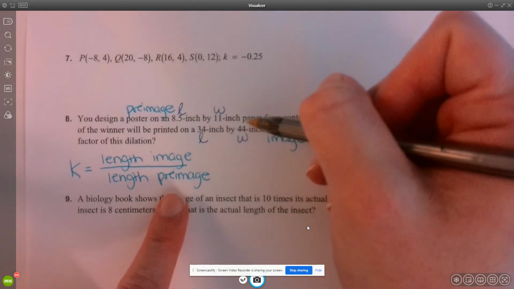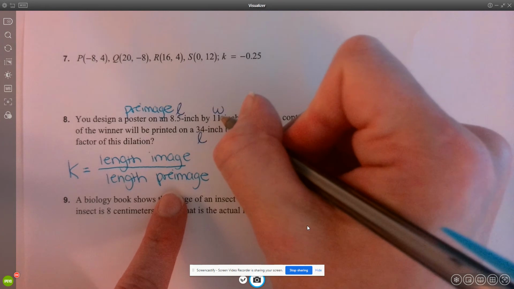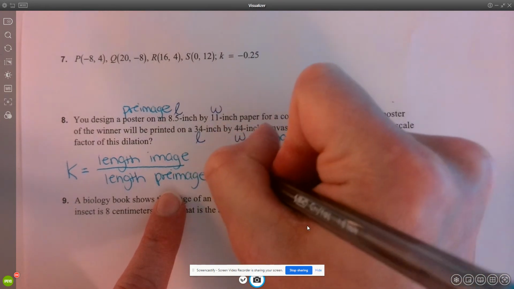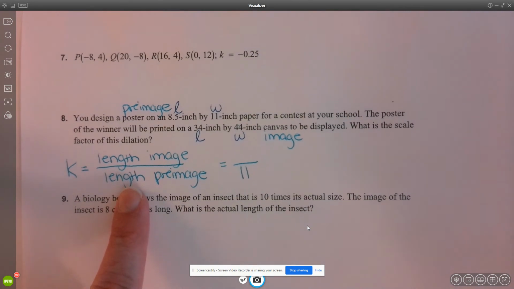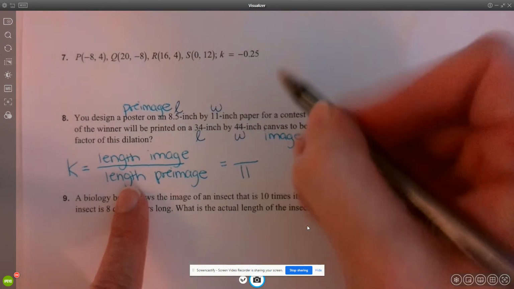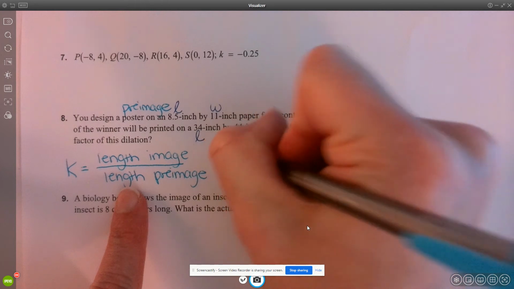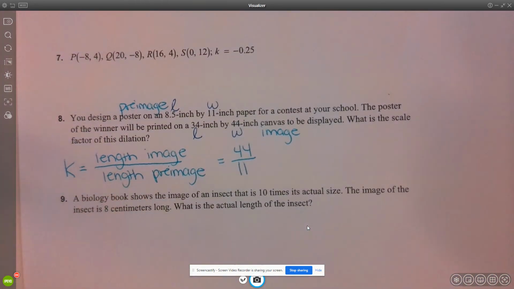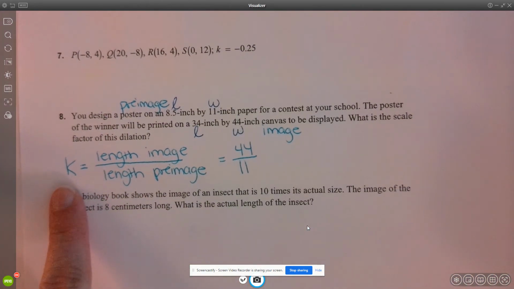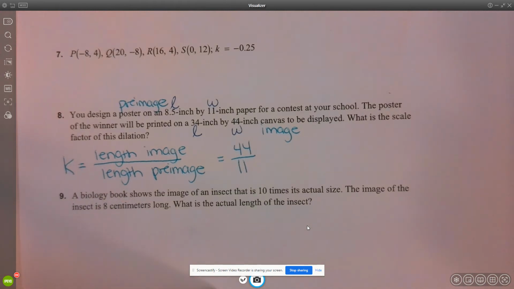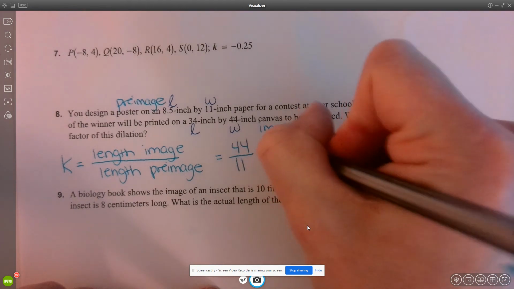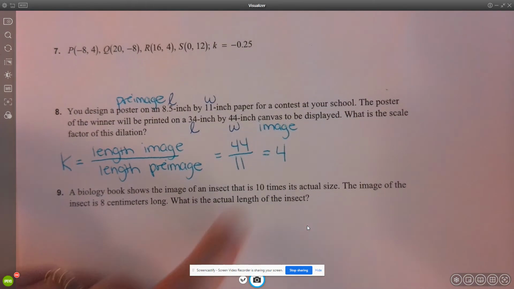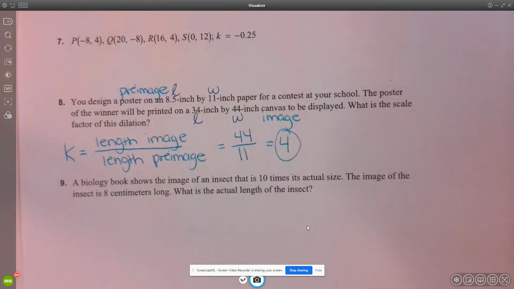So on my pre-image, the width was 11 inches. So I'm going to put that length in the bottom of my fraction. And on the new image, on the canvas, that width becomes 44. So to find the scale factor k, I just need to divide 44 by 11. 44 divided by 11 is 4. The scale factor is 4.